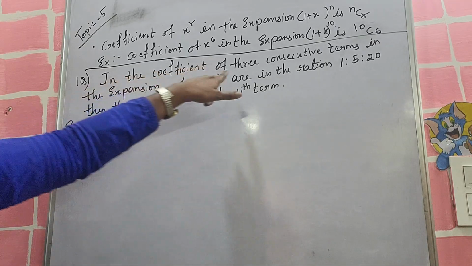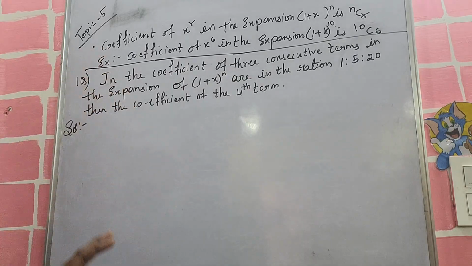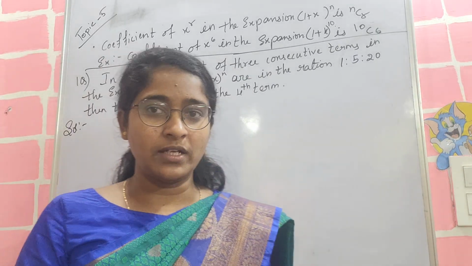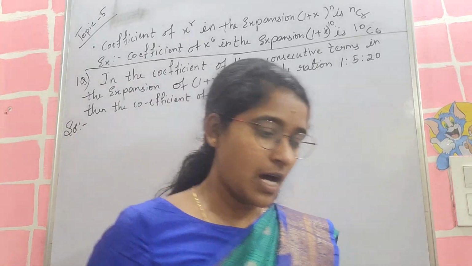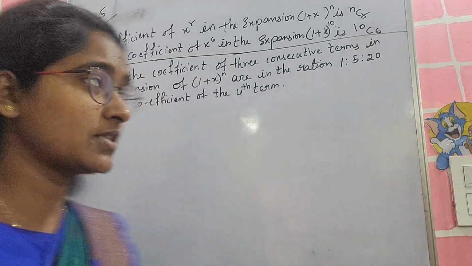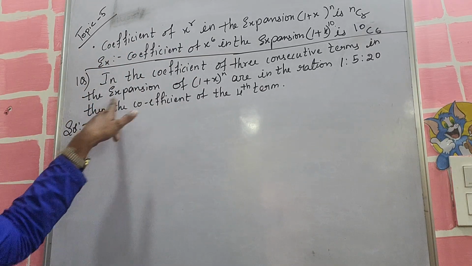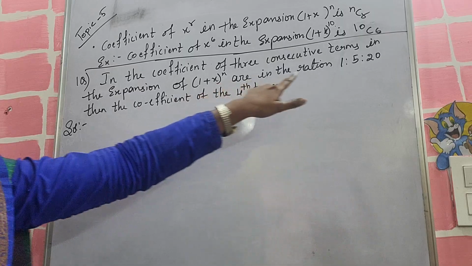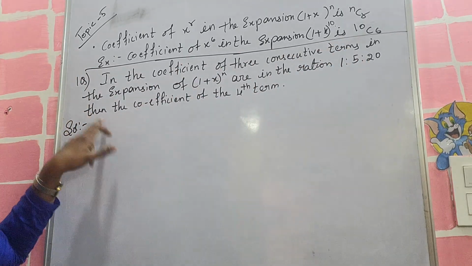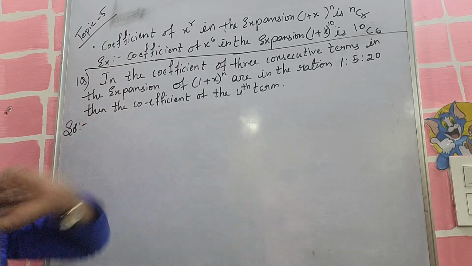The coefficients of 3 consecutive terms in the expansion, suppose we have Tr, then Tr+1 and the next is Tr+2. This is the series. Consecutive means next by next. The ratio of these in the expansion is 1:5:20. This hint they have given.